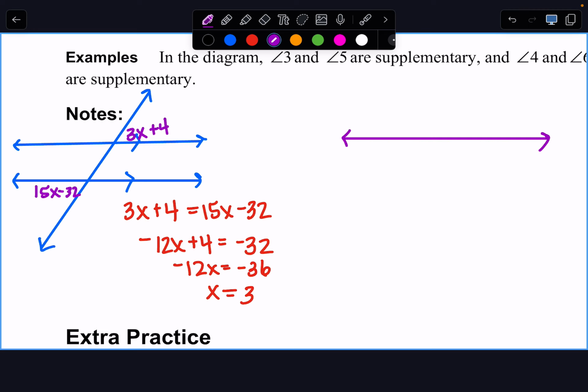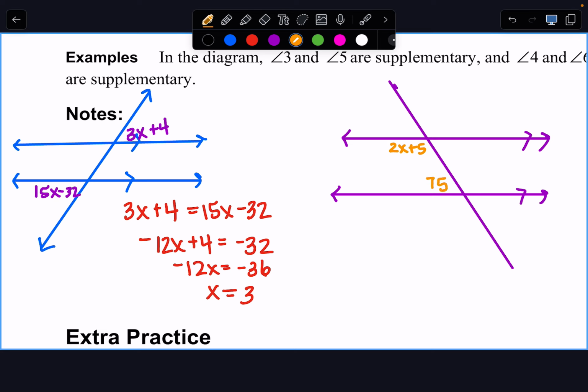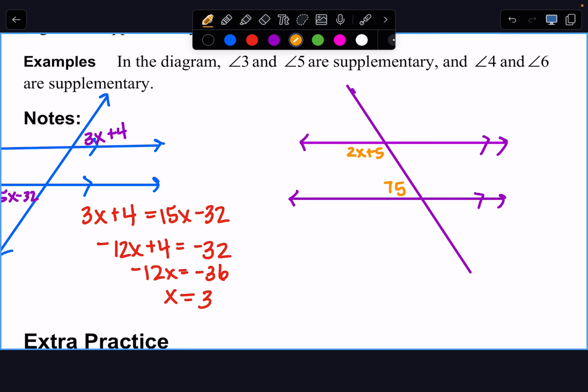Okay, one more parallel line example here. This is example number 2.